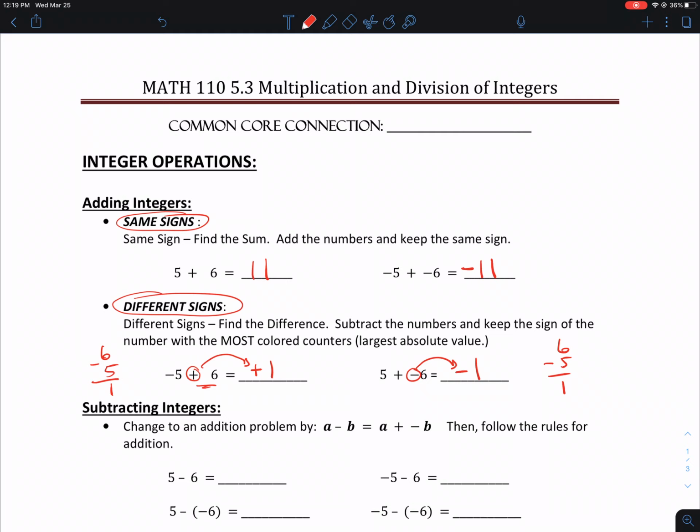So again, if we're adding two integers with the same sign, just add them like normal, and whatever the sign of the problem is, that's the sign of the answer. If they're different signs, subtract, and whichever number is bigger, that's the sign of our answer.